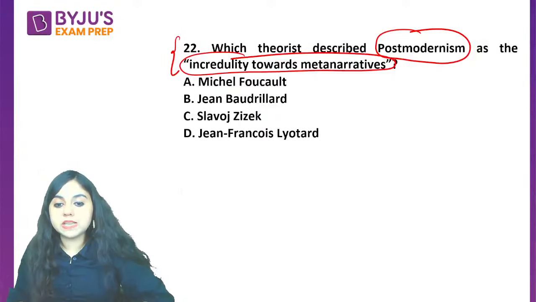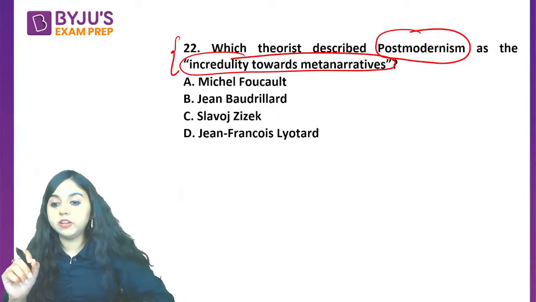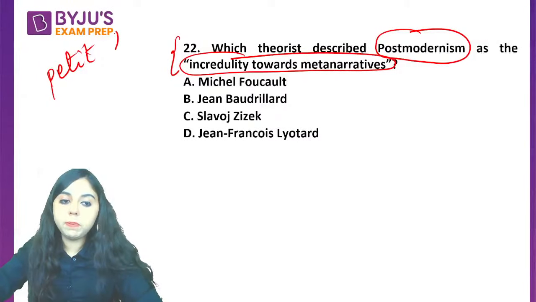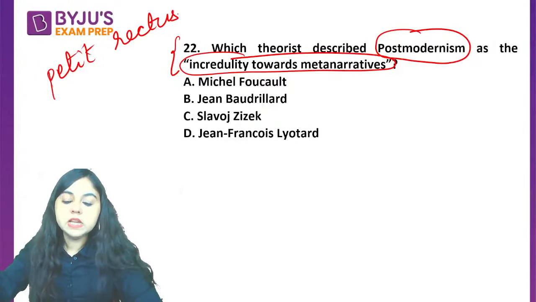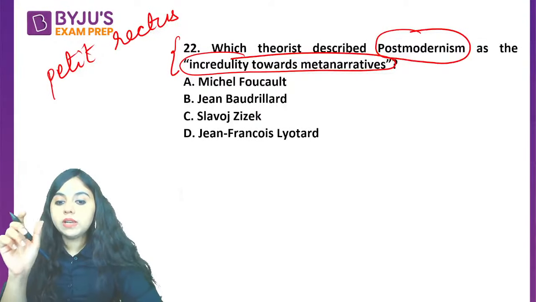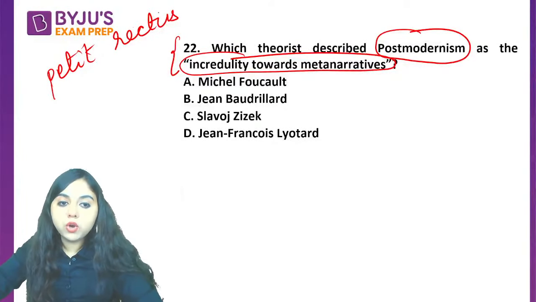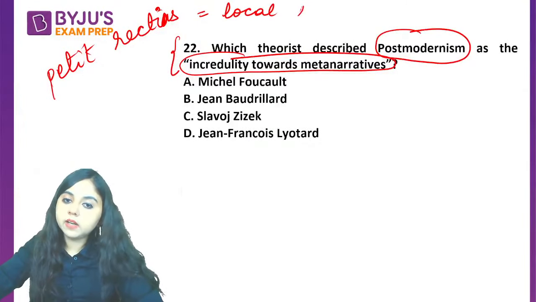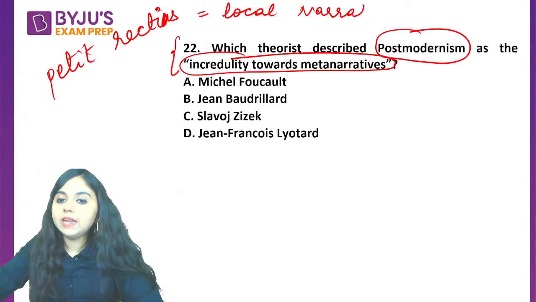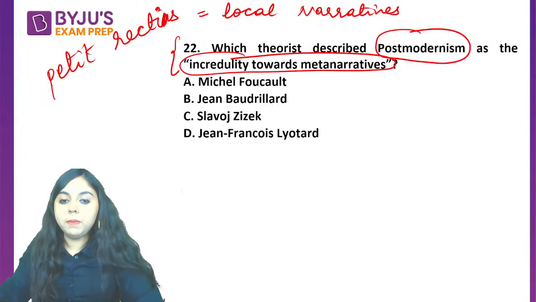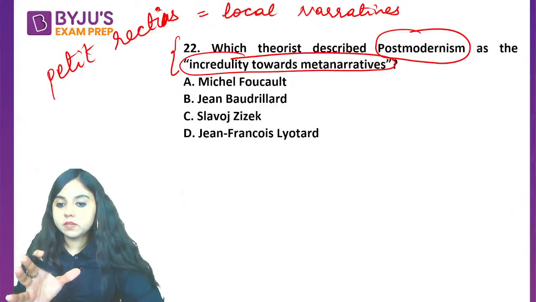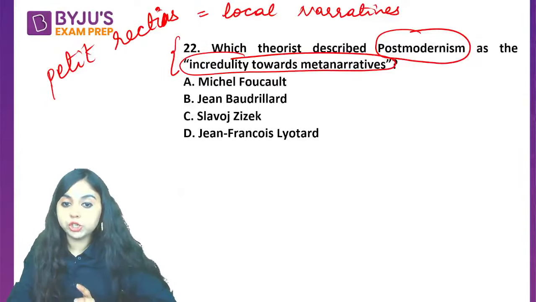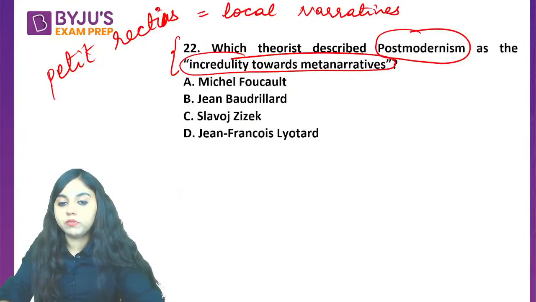So postmodernism is actually focusing on what? Local narrative, petits récits. What is petits récits? It's nothing but your local narratives that we are talking about, right? Rather than focusing on grand narratives, mega narratives, meta narratives, you're focusing on local narratives. That is telling you about fluidity of truth. There's no one single overarching truth that we are having.